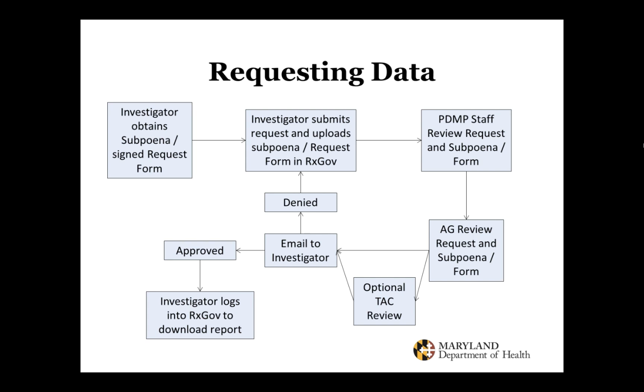If there are any issues noted with your request, either the subpoena request form or the electronic request that you made in RxGov, you will receive an email from the system telling you that your request was denied, with information about that denial and how to fix it and resubmit. If your request is submitted successfully and approved, you will receive that email and you may then log into the system and download your RxGov PDMP data report.